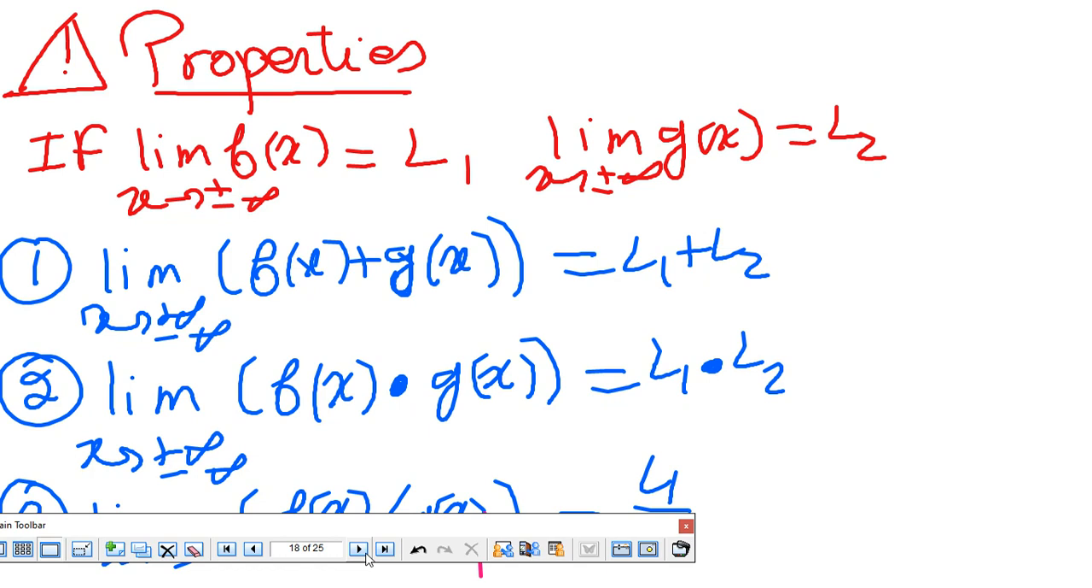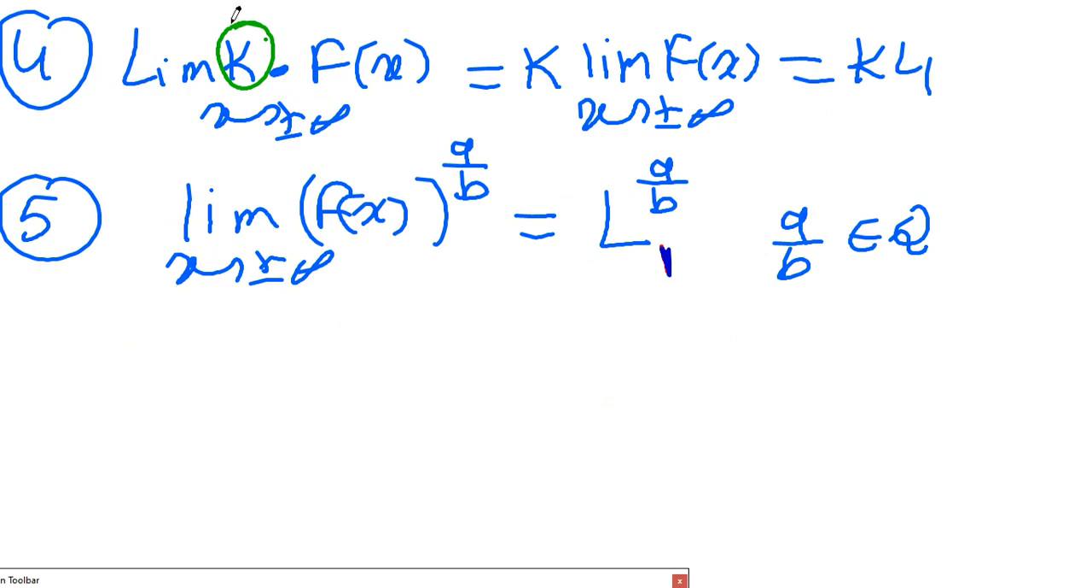It's a simple property. And even if I'm doing the limit of k times f of x, if k is a constant, I can write it as k times the limit, so it's k L1. And even if there is an exponent, it's L1 to the exponent a over b.